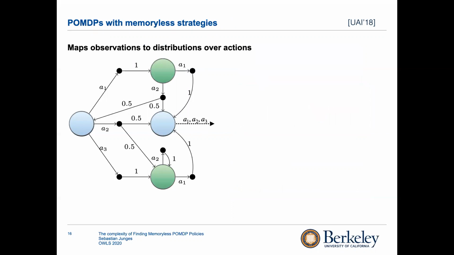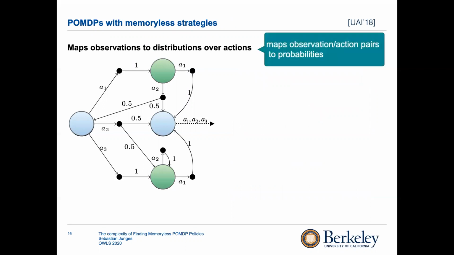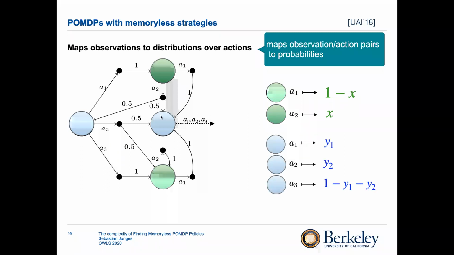So I said that we are going to map observations or colors to distributions of our actions. And then it's easy to see that this is the same thing as saying that we're going to map a pair of an observation and an action to a probability, such that the probabilities sum to 1. So for example, whenever we see a green state, we're going with probability 1 minus x take action A1, and with the remaining probability x, we're going to take action A2. And we can do the same thing in blue states, where we now have a different distribution, which we can describe with variables y1, y2, 1 minus y1, and 1 minus y2. We're going to take these three actions respectively. And so all I'm doing here is a slight reformulation.